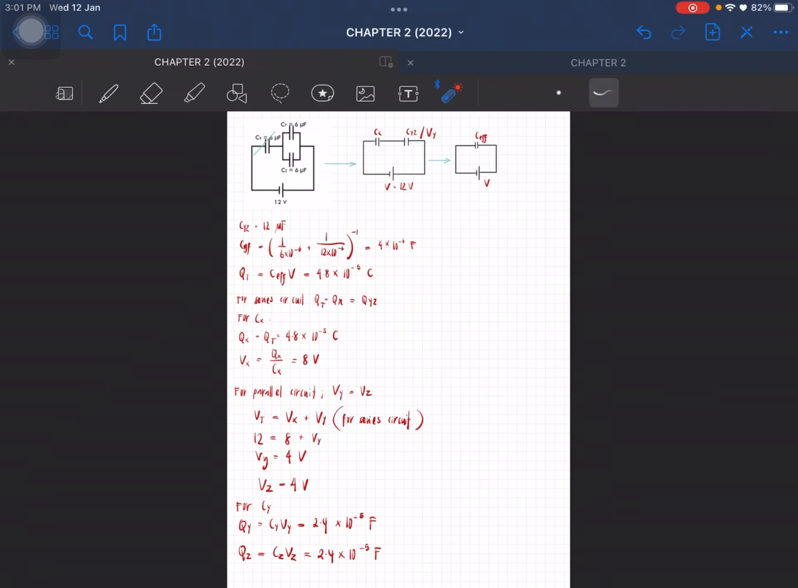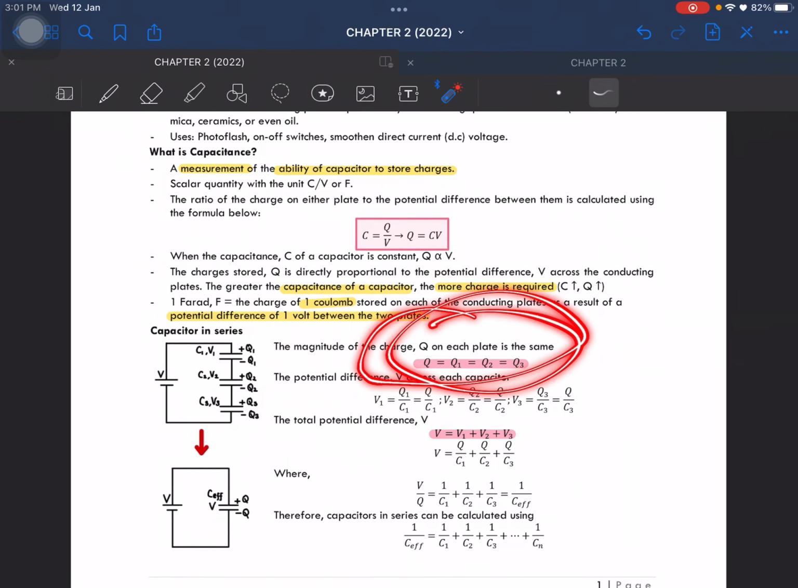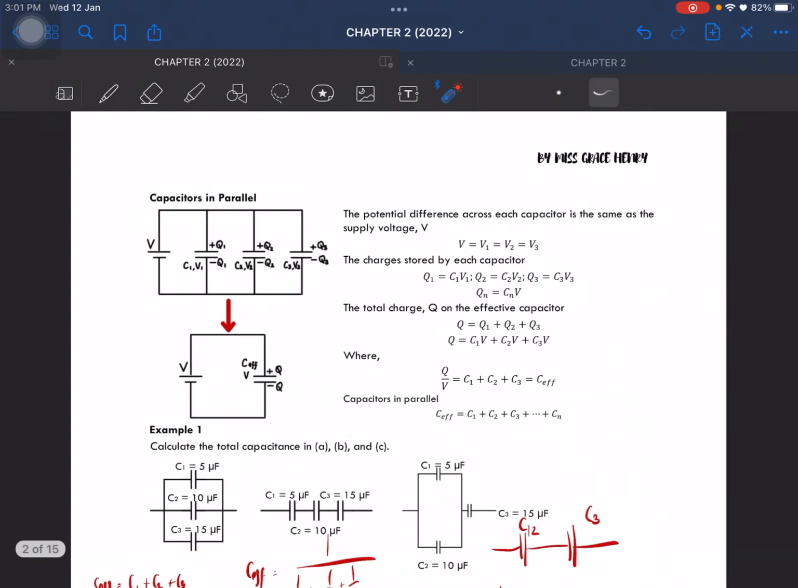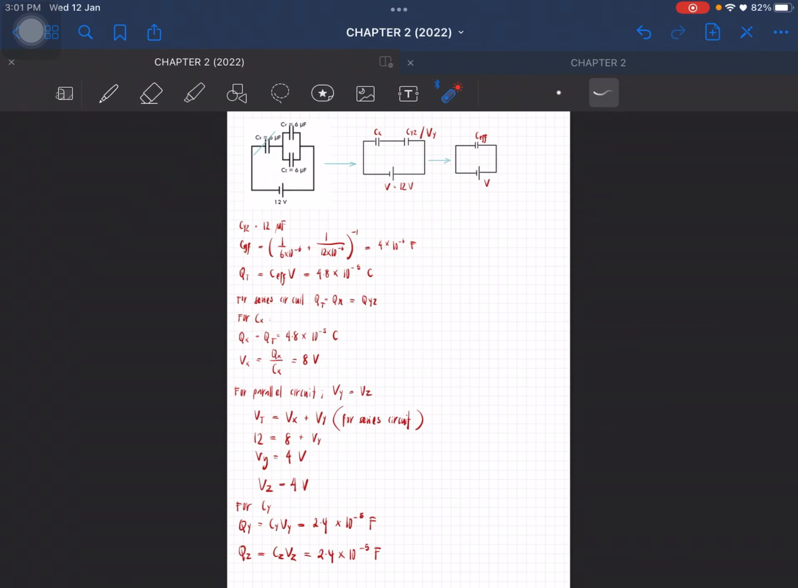Okay, so the main concept that you have to understand from this is, for a series circuit, the magnitude of the charge is equal, and the potential difference is the addition of all the capacitors, however many there are. And then for a parallel circuit, the potential difference is equal. If you are able to understand the concept here, you can solve any problems relating to this type of question. Okay, so that is the solution for example number 2.